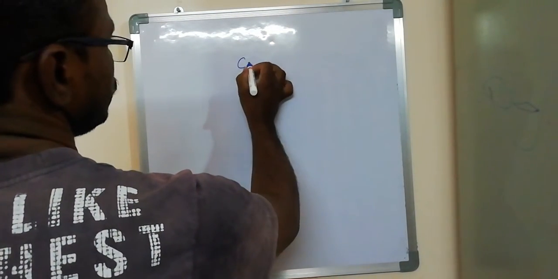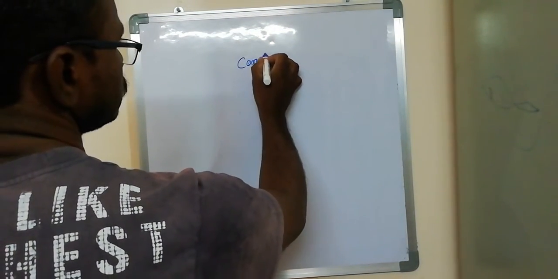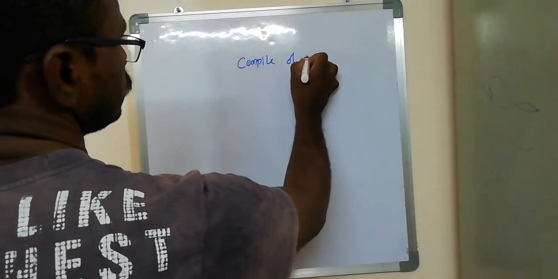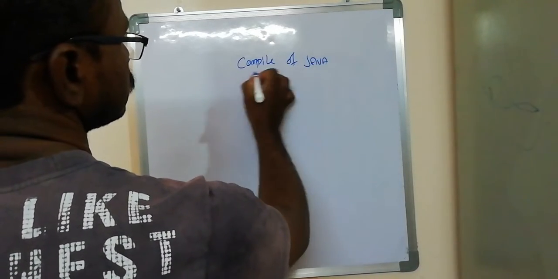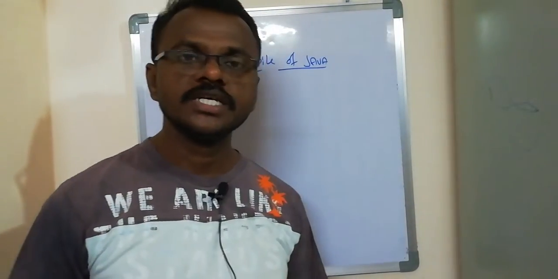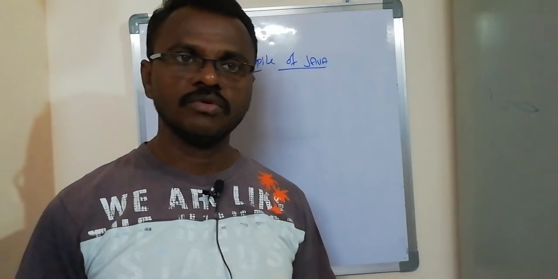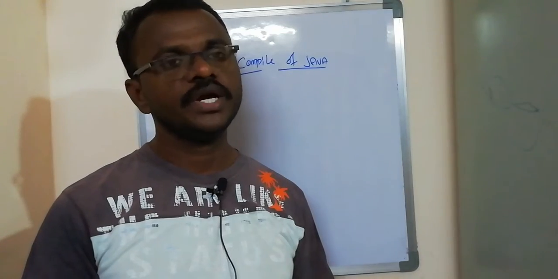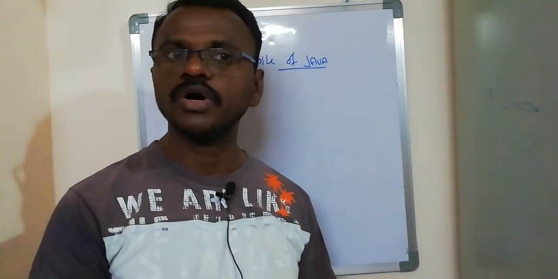In this session, we will discuss how to compile and run Java programs. So first of all, what is meant by compile? Compile of a Java program. Compilation means to convert a source code file into bytecode format.